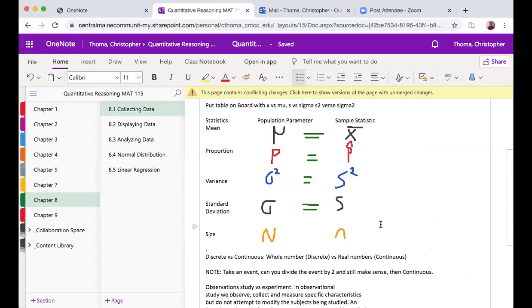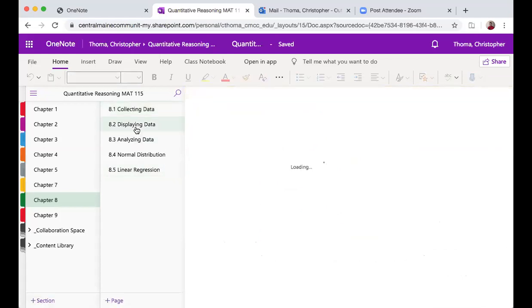Any questions before we move on to 8.2? Don't think so. All right. Well, it's just a quick overview of definitions.